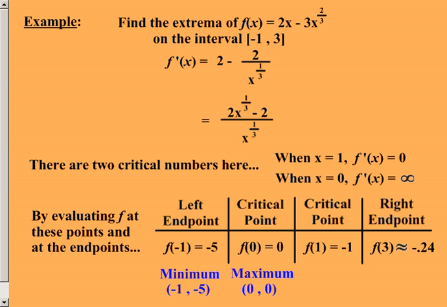Now, if you're wondering how come the critical point f of 0 equals 0, you need to keep in mind the idea of a limit. We don't actually have a denominator of 0. We need to think about it: what happens as x approaches 0?